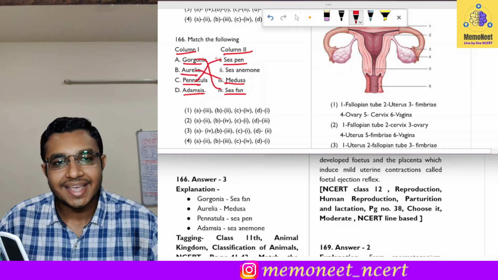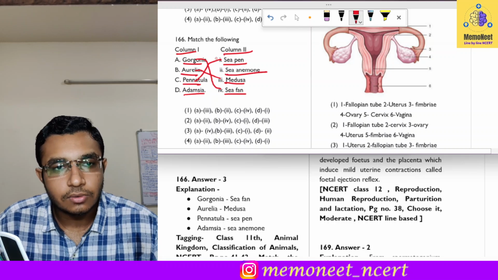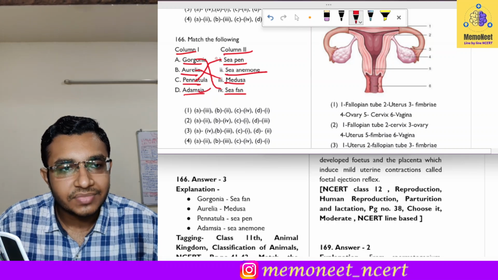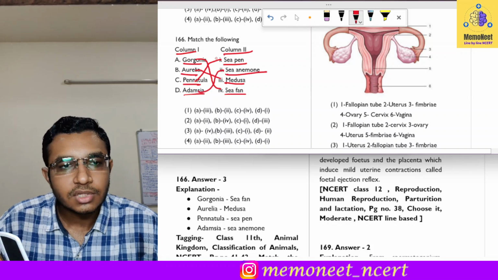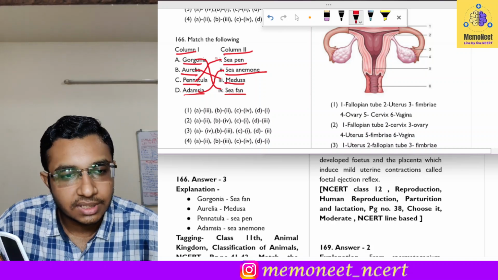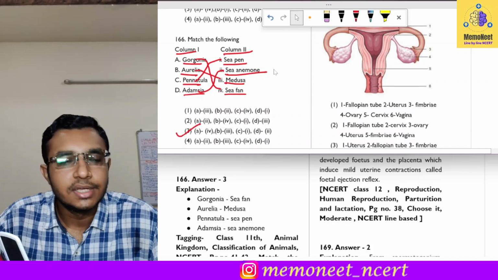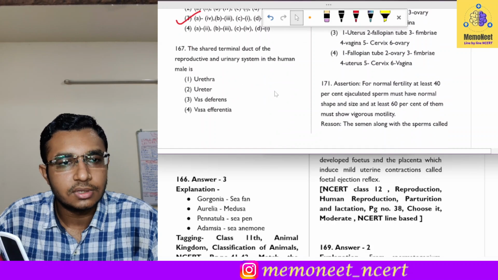And D is Adamsia. The Adamsia is also known as sea anemone. So D goes with 2. So which is the correct option showing the correct matching? It is option 3. So the correct answer of this question is option 3.